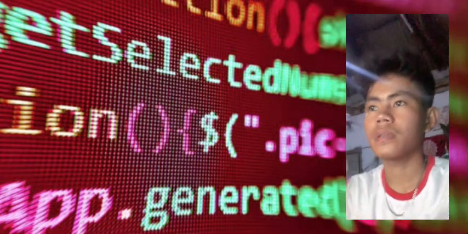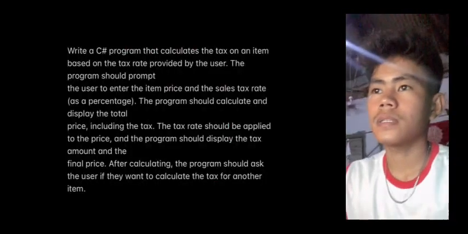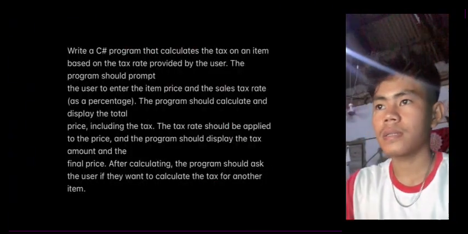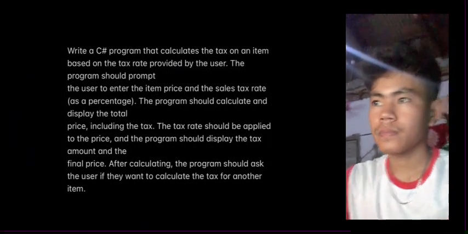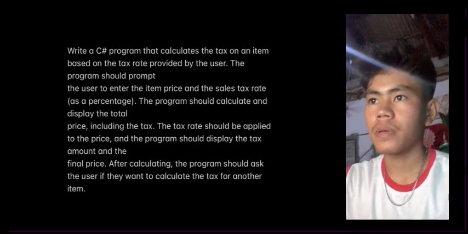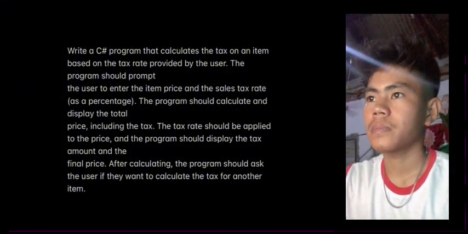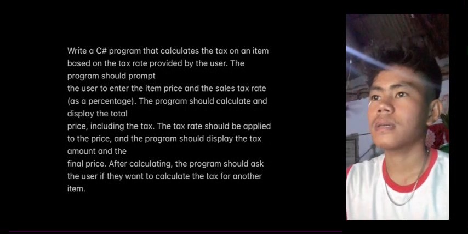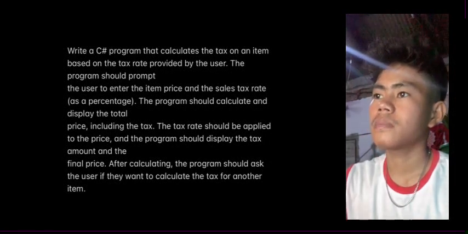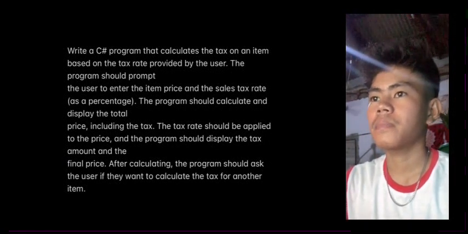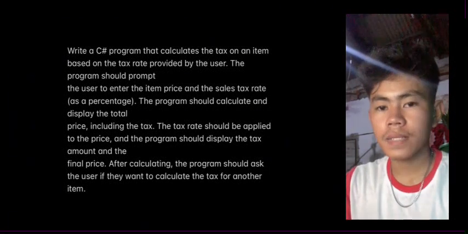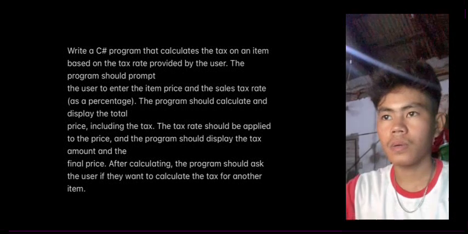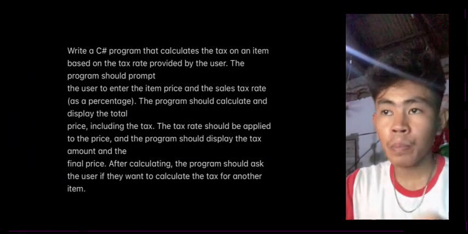So the question for today is: write a C# program that calculates the tax on an item based on the tax rate provided by the user. The program should prompt the user to enter the item price and sales tax rate as a percentage. The program should calculate and display the total price, including tax. Tax rate should be applied to the price, and the program should display the tax amount and the final price after calculating. The program should ask the user if they want to calculate the tax for another item. So that is the sample output of the program.